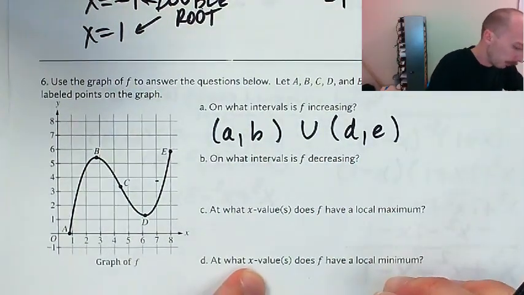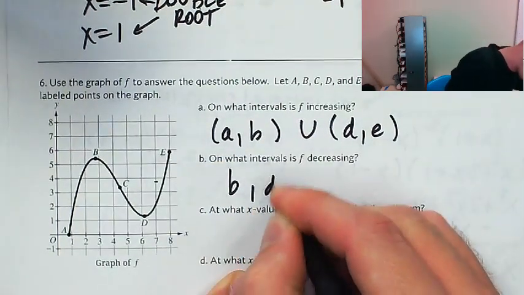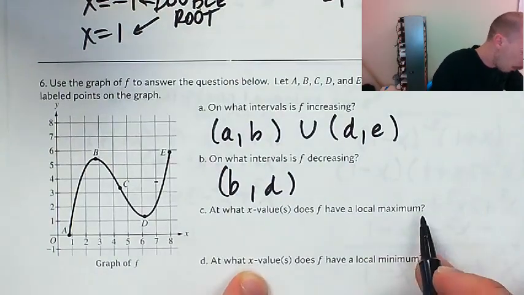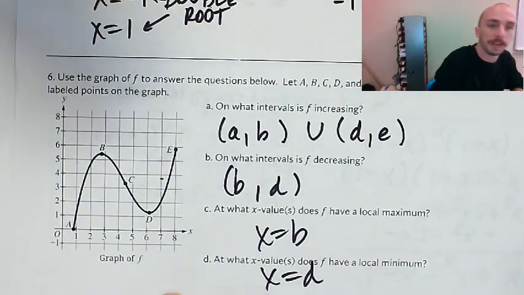Okay, on what intervals is f decreasing? Okay, from B to D. Okay, where does it have a local maximum? That's x equals b, and where it has a local minimum, that's going to be x equals d. All right, let's move on.